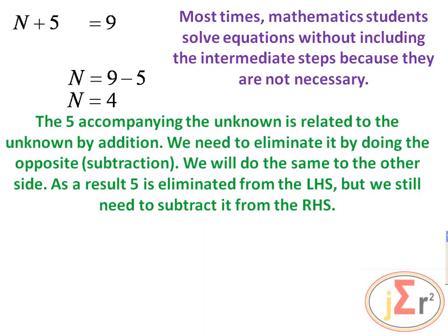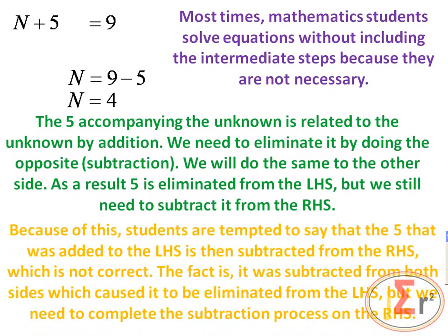And because of the need to eliminate those intermediate steps, which is not wrong, students usually have a misconception. Because of this, students are tempted to say that the 5 that was added to the left-hand side is then subtracted from the right-hand side, which is not correct. The fact is, it was subtracted from both sides, which caused it to be eliminated from the left-hand side. But we need to complete the subtraction process on the right-hand side.